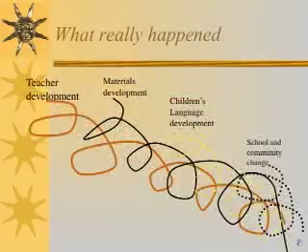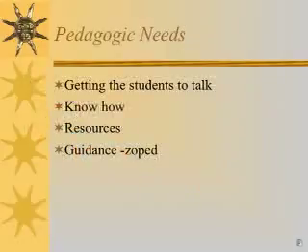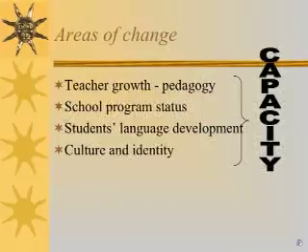As I've described what really happened, we saw teacher development, material development, children's language development, and school and community change. We know that we need to get students to talk. The teachers need to have the know-how. There is a need for more resources, and there's a need for guidance, i.e. the zone of proximal development of Vygotsky, which can be read about more on this website as well.